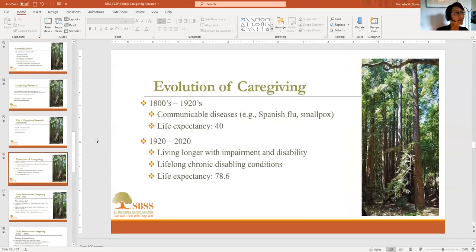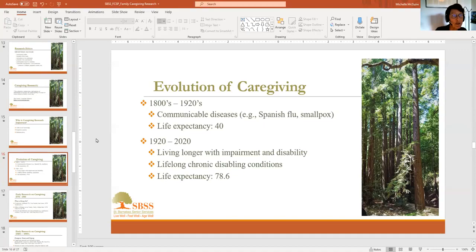So let's go in the Wayback Machine, about 200 years. From about the 1800s to the 1920s, all healthcare was done at home. All caregiving was done at home. Doctors made house calls. And caregiving was different then. It was a short duration. You either got better or you died. It wasn't a long drawn out process like we have now. And the big public health issues were communicable diseases like the flu and smallpox. And as you can see, life expectancy was pretty short, 40.